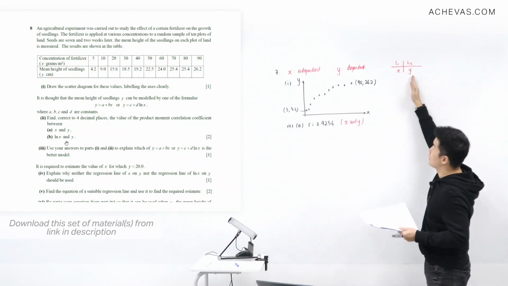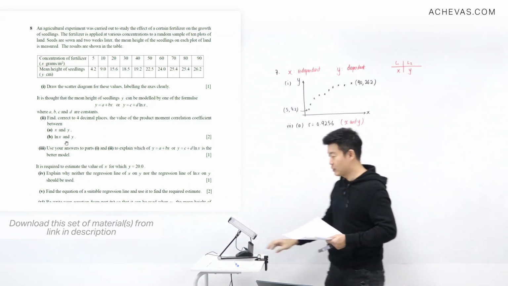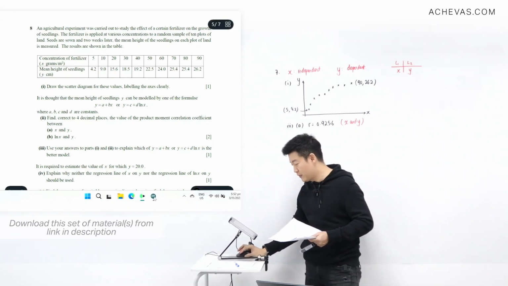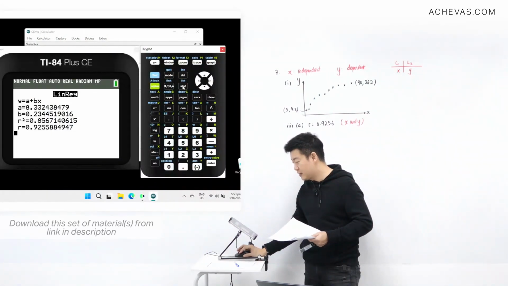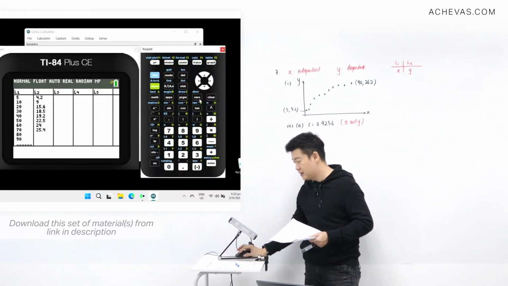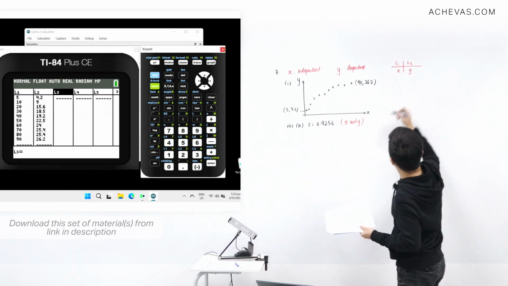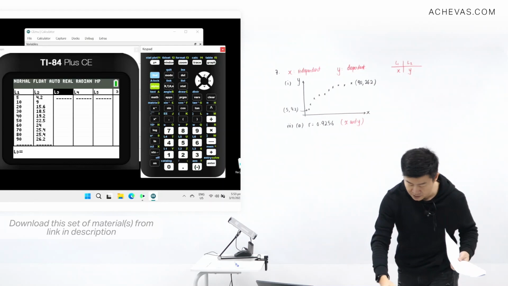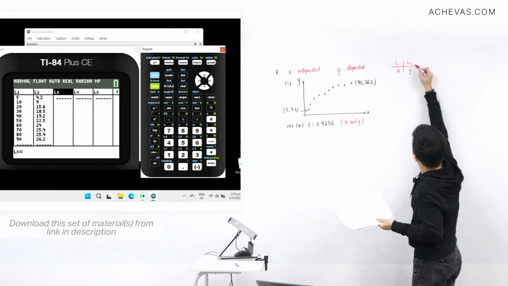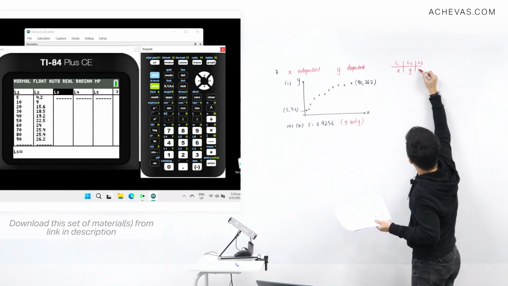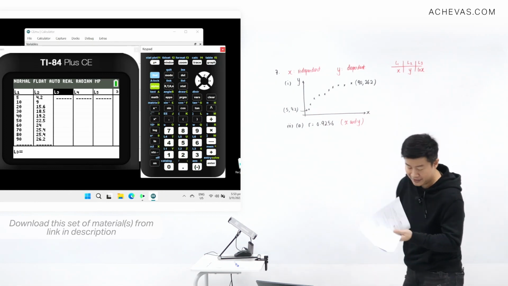So we have x and we have y, but we don't have ln x. I'm going to generate another column with ln x. So on my calculator, let's go to stats, edit. In L3, this is where I'm going to generate ln x. Let me indicate it here. For L3, it is going to be ln x.